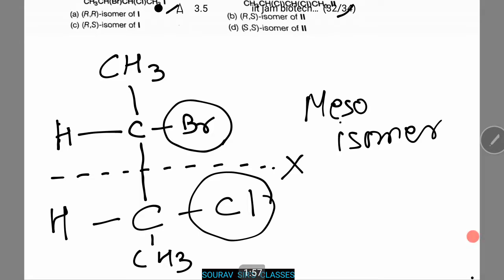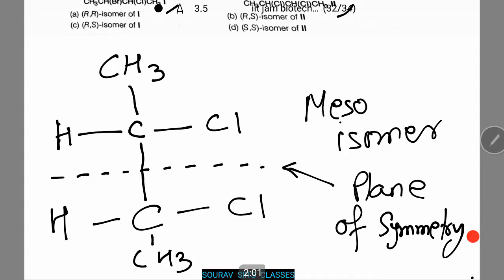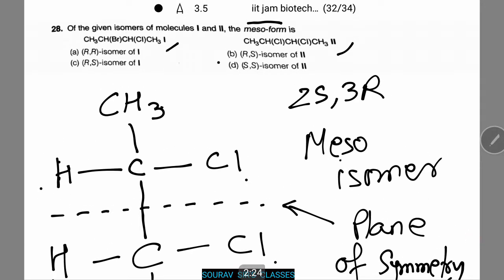Now, let's see what a meso form looks like. Now, this is what a meso form looks like. Notice there exists chlorine on both sides, CH3 on both sides and hydrogen on both sides. This can be considered as a mirror image of each other. Therefore, this is a 2S,3R type of meso form, and this corresponds with number B.